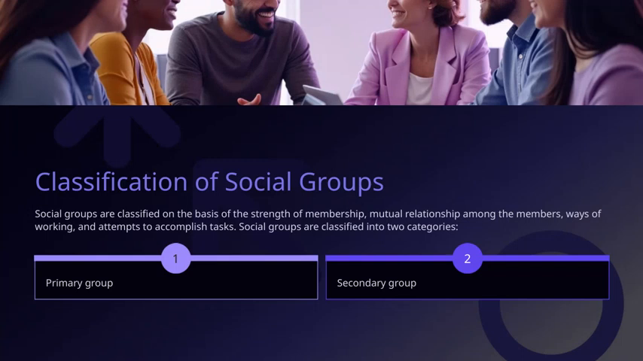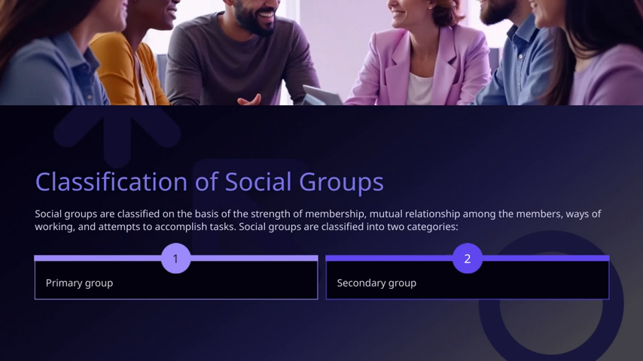Let's take a look at the classification of social groups. Social groups are categorized based on several factors, such as how strong the membership is, the mutual relationships among members, how they work together, and their efforts to achieve common goals. This helps us understand the nature and dynamics of different groups within society. Generally, social groups are divided into two main categories: primary groups and secondary groups.